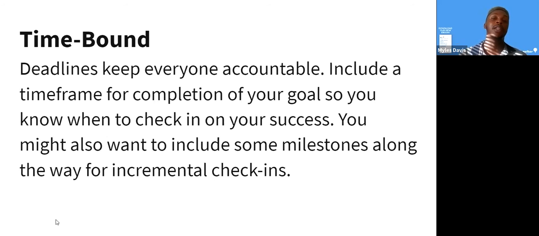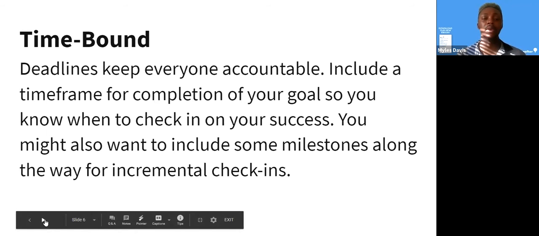So in 1 month, I want to have 350 more followers. In 2 months, I will have 500 followers. In 3 months, and so on and so forth. So we make sure that we're reaching those deadlines, but we're also checking up on our progress along the way. So that's it.